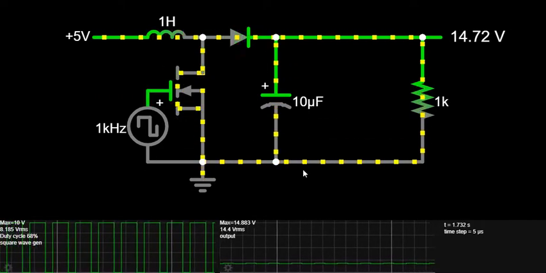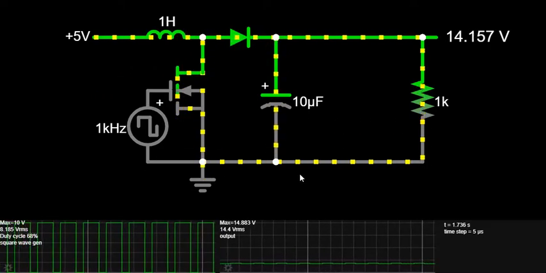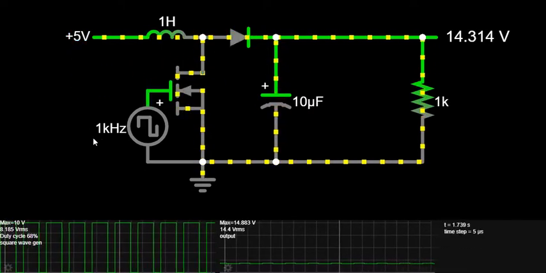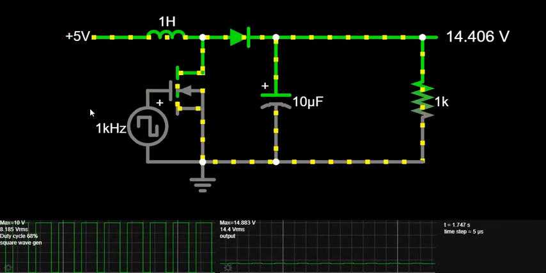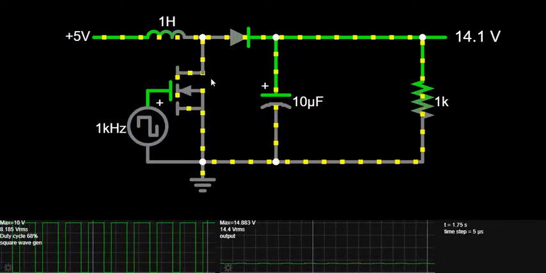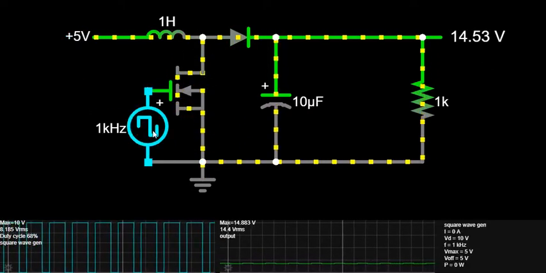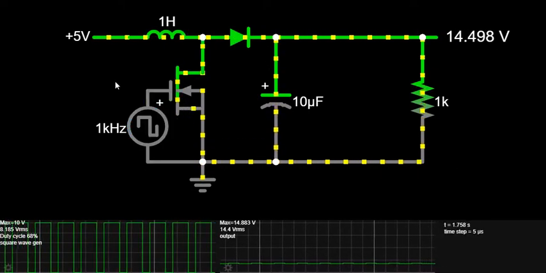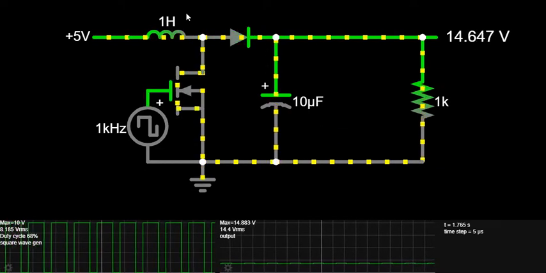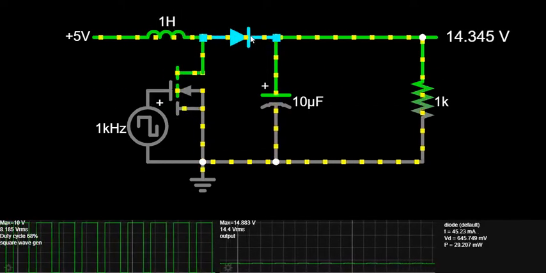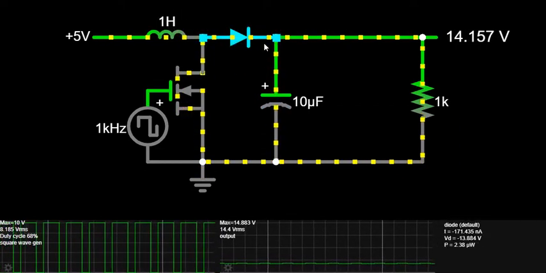Today we will discuss the boost converter. You can see here this is the boost converter circuit, this is the input supply, this is the switching MOSFET, and this is a 1 kilohertz square wave generator. This is the main part of the boost converter, the inductor, and this is the diode.